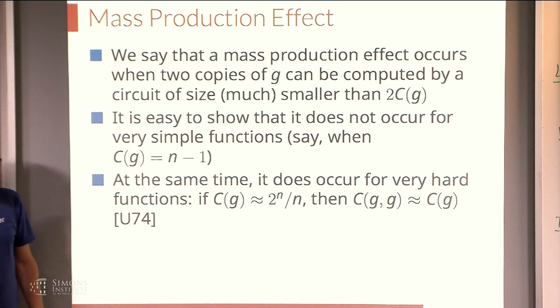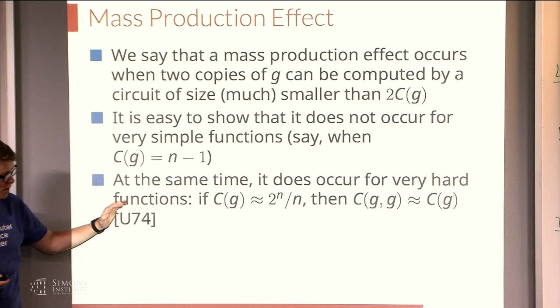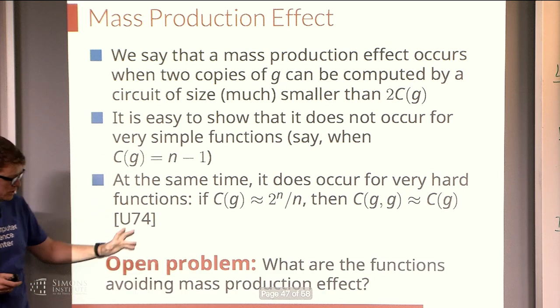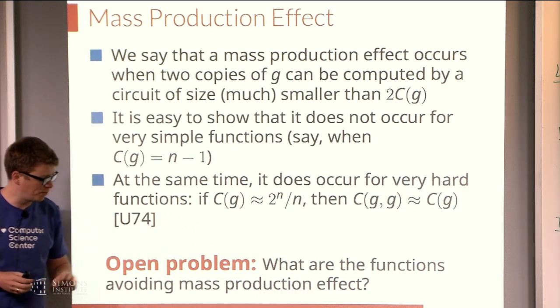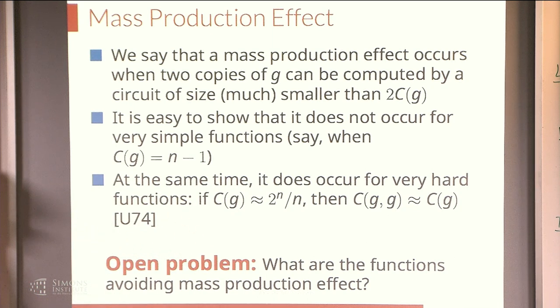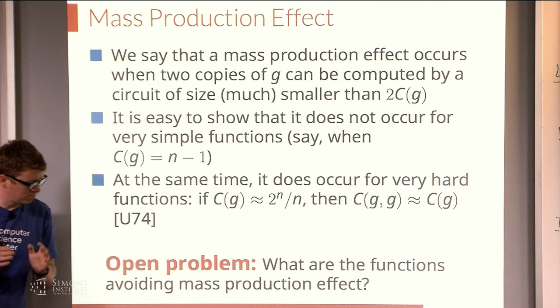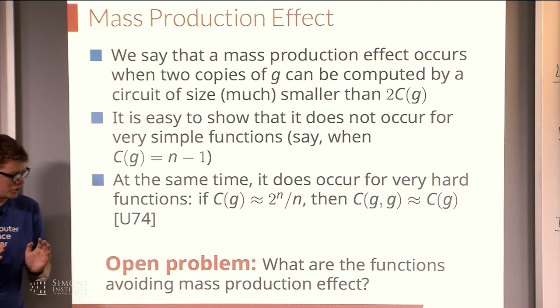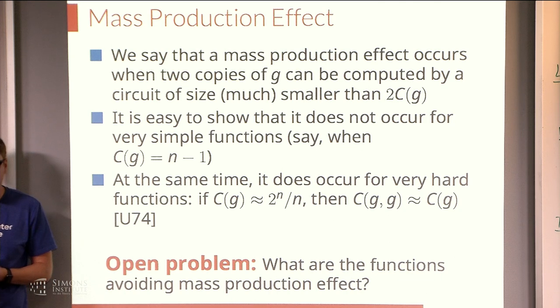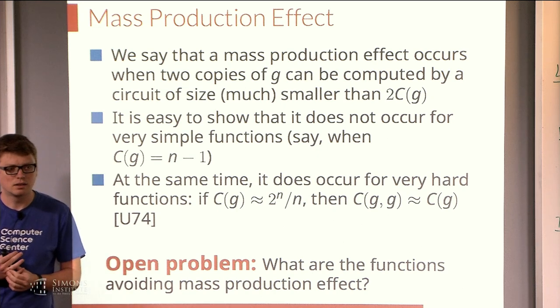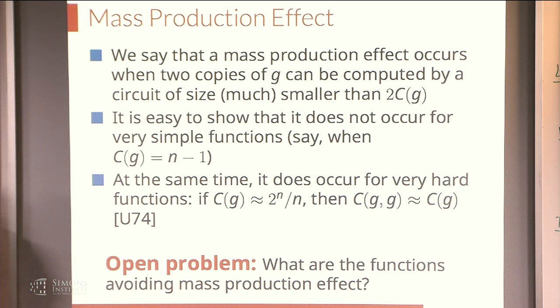Okay. And it seems that we do not know much about this mass production effect. So this is my next open problem. It would be interesting to understand at least a little bit more about the functions avoiding the mass production effect. There's a well-known example, matrix vector product.